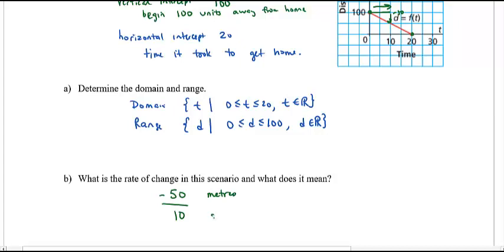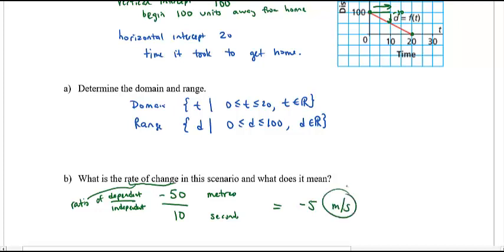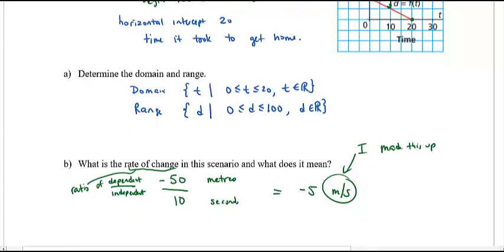Let's leave it in time. Let's just say seconds. So the rate of change is really just a ratio here. Okay, it's a ratio of the dependent change divided by the independent change. And in this case, that is equivalent to negative 5. And like I said, in this case, it's meters per second. I made this up. Okay, you use whatever units you're actually given. But negative 5 meters per second. In this case, the rate of change of distance versus time.